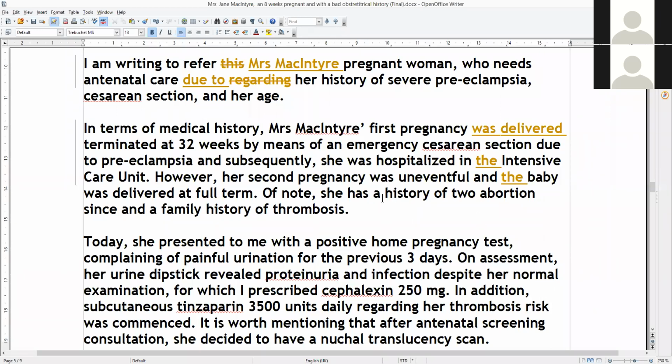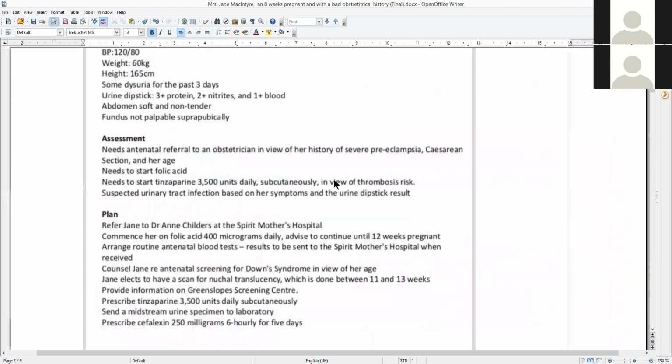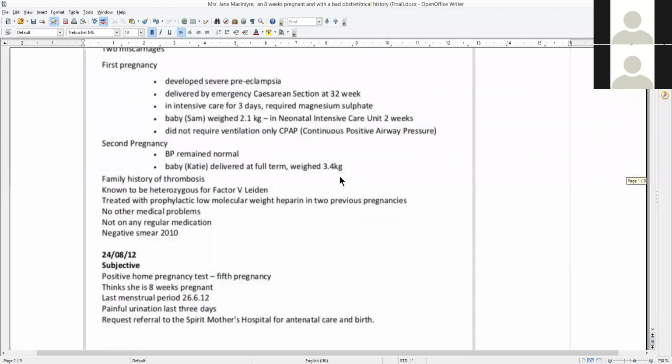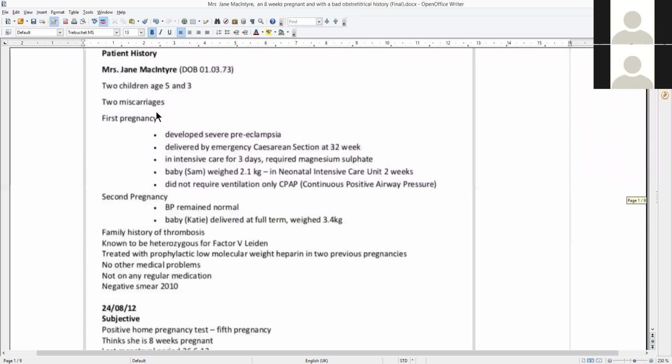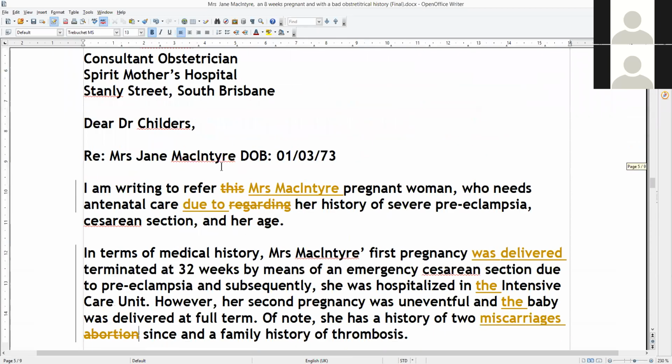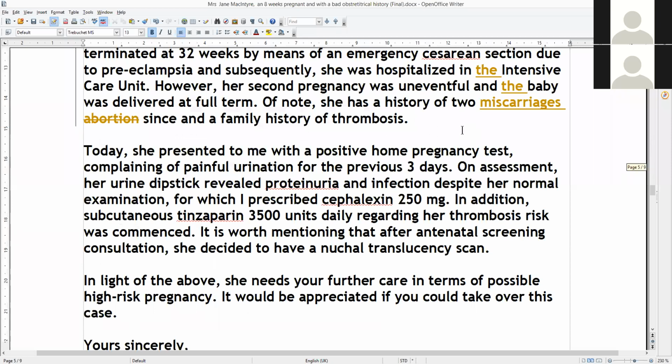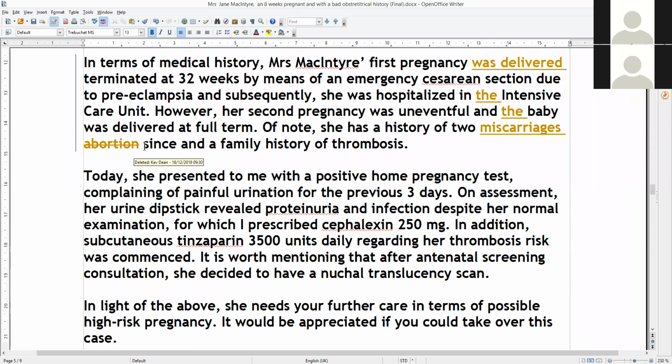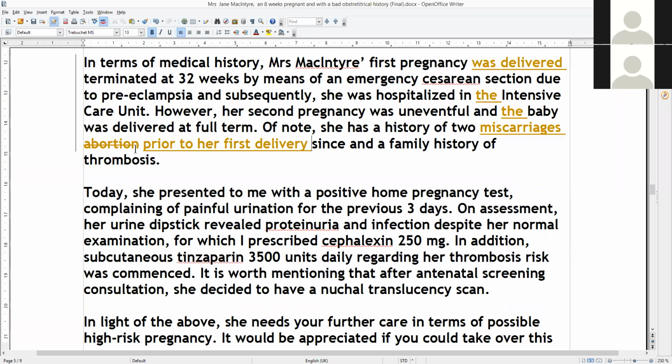Of note, she has a history of 2 abortions since now, 2 miscarriage. Now, is it since? Let me just check these notes because I don't know. So, first pregnancy, second pregnancy, 2 miscarriages. Okay, so they came first, before. Yeah, I thought so. So it's not since. She had 2 miscarriages before her first successful pregnancy. So it's previously. She has a history of 2 miscarriages prior.